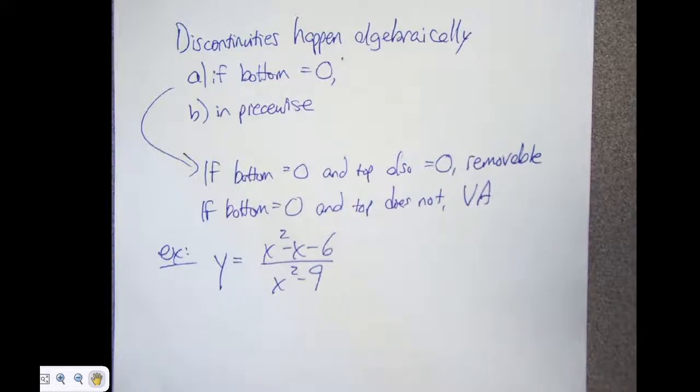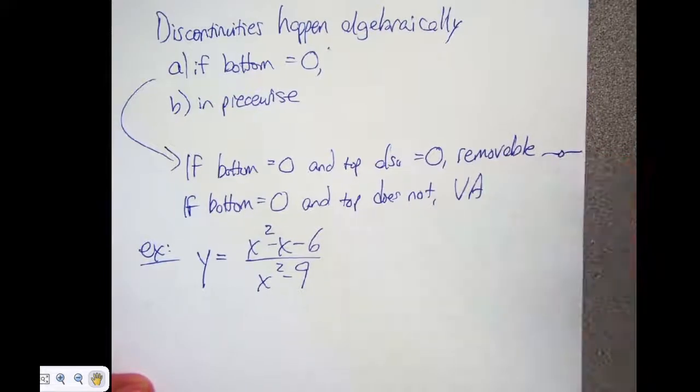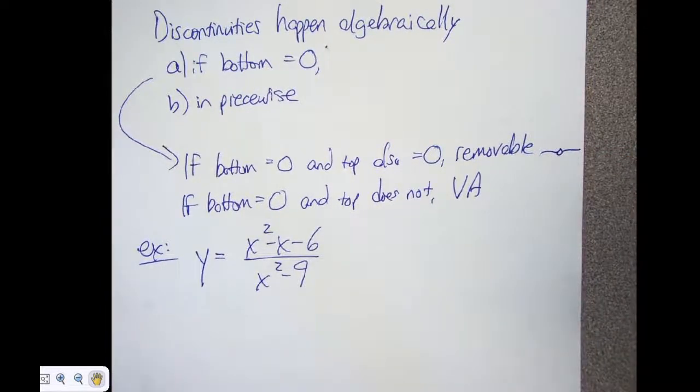So if the bottom equals 0 and the top also equals 0, that's removable. That's just a hole in your graph. If the bottom equals 0 and the top does not, that's a vertical asymptote. So if I gave you this one here, your first job is, I'm going to say, find any discontinuities. I would probably also say find any horizontal asymptotes.